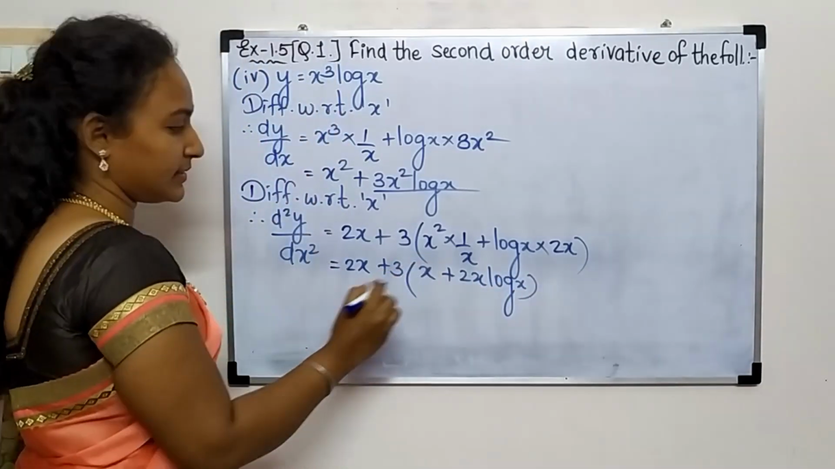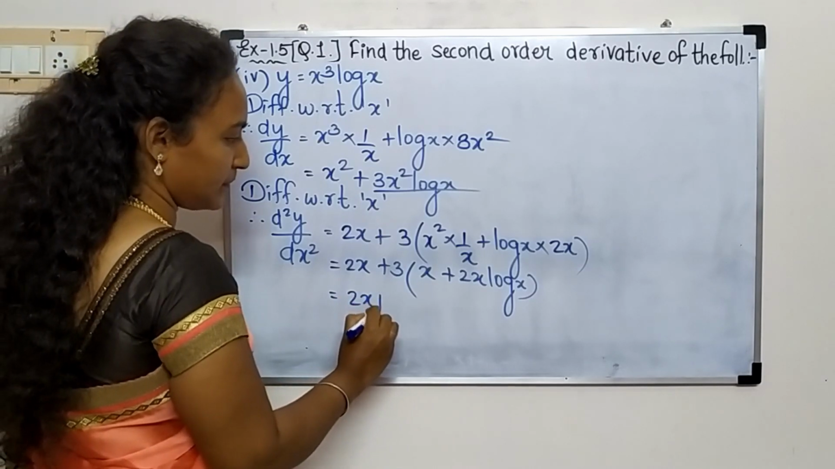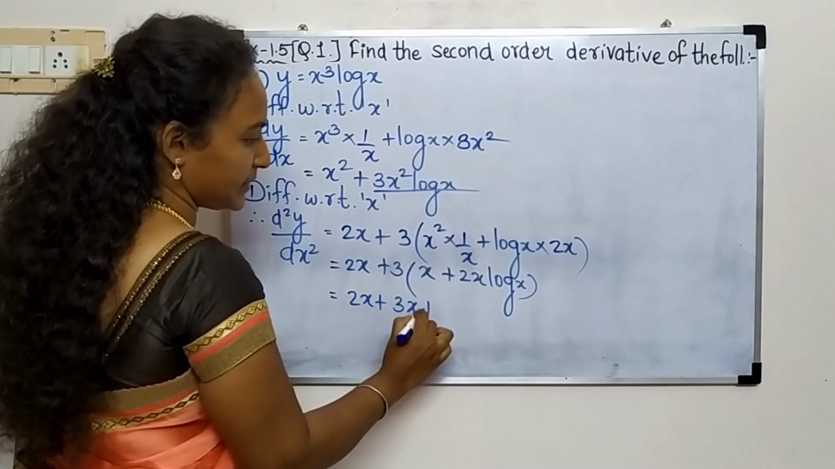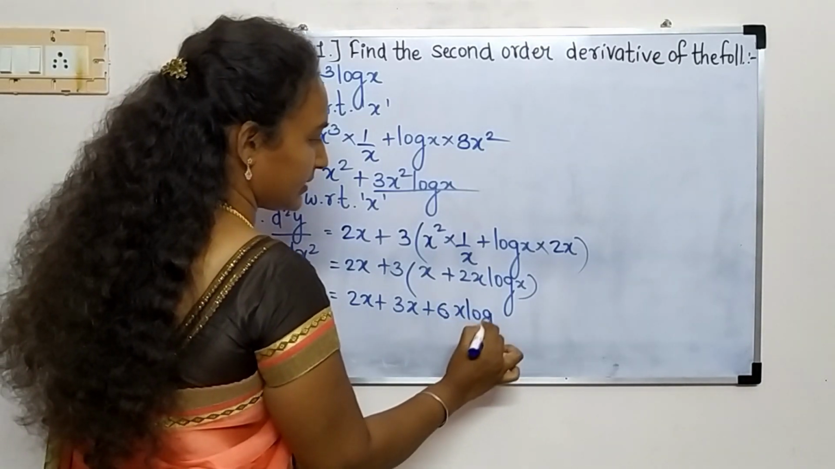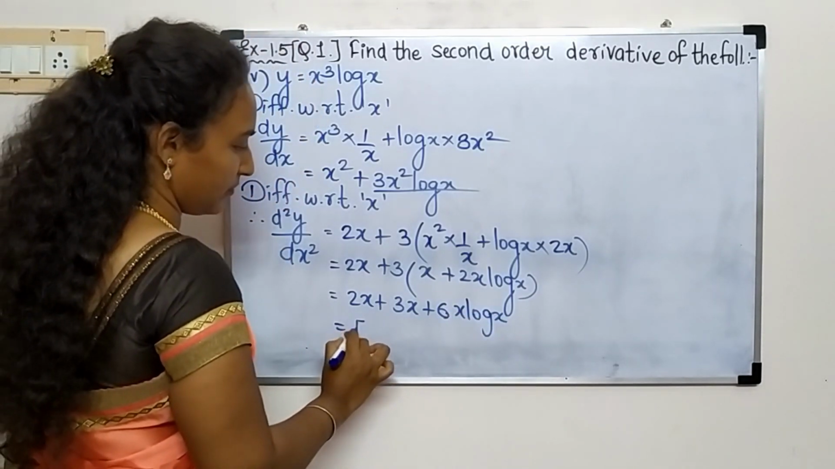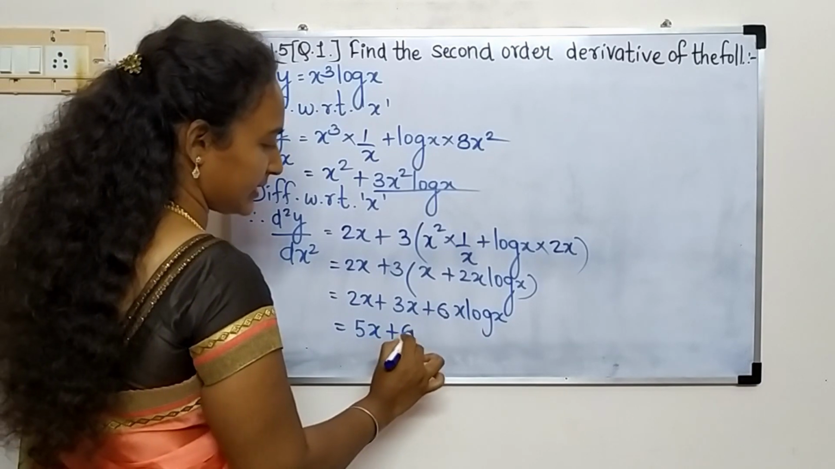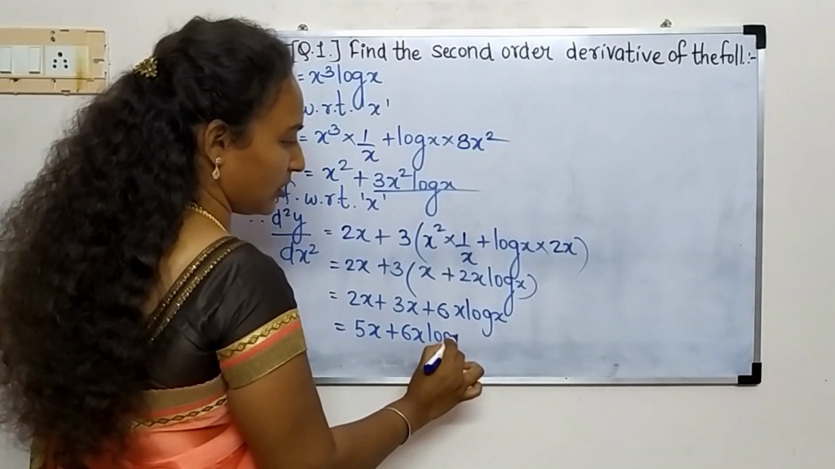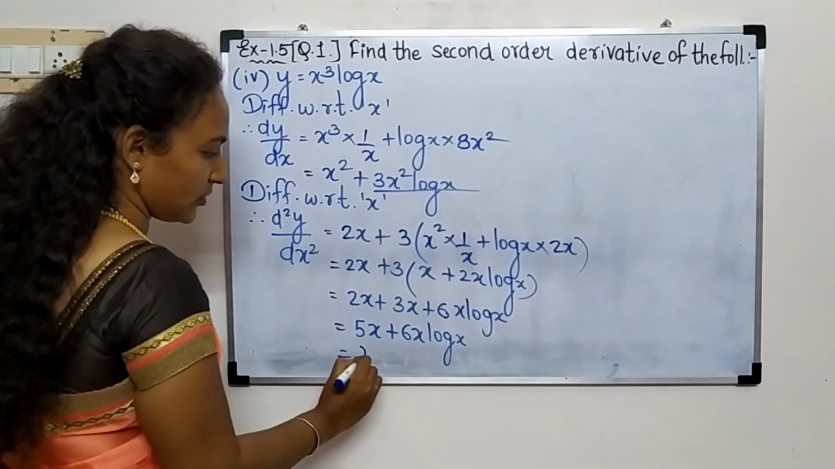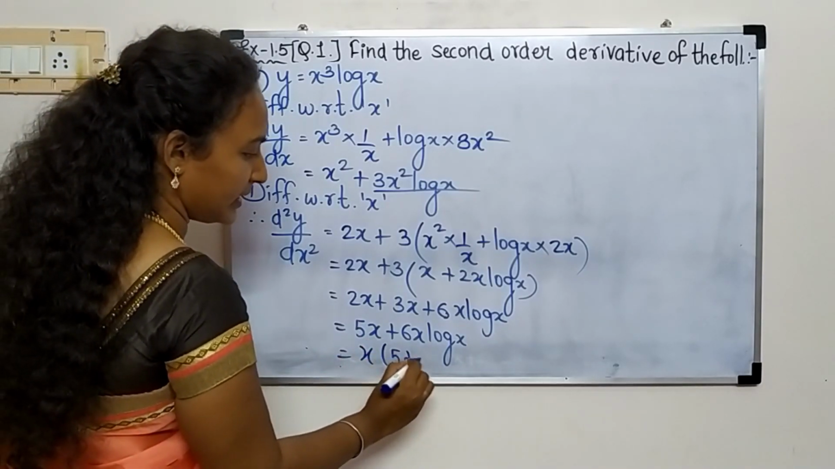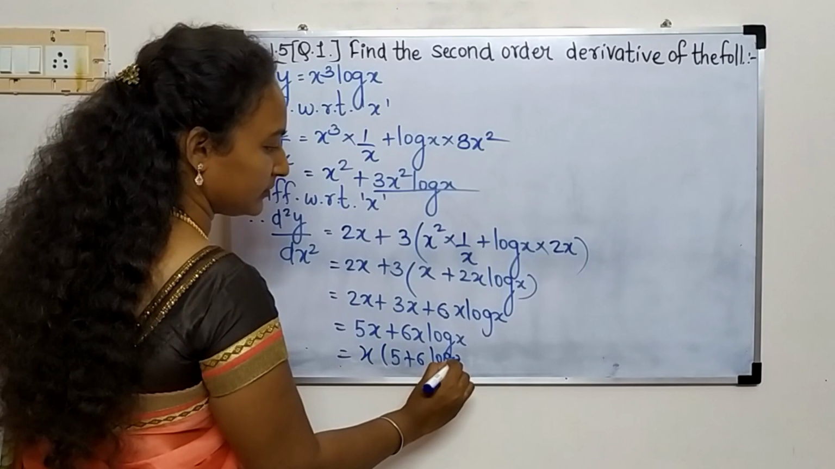Let us multiply this 3 inside. So this is 2x plus 3x plus 3 twos are 6x log x. This is equal to 5x plus 6x log x. Let us take x common. So this is x into 5 plus 6 log x.